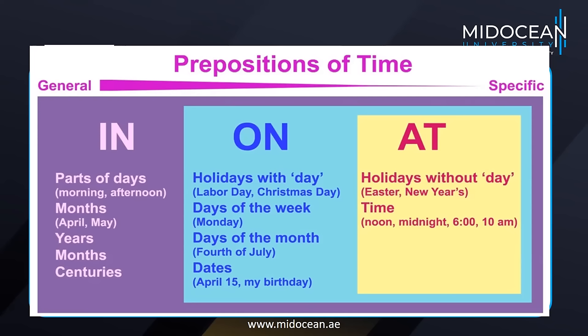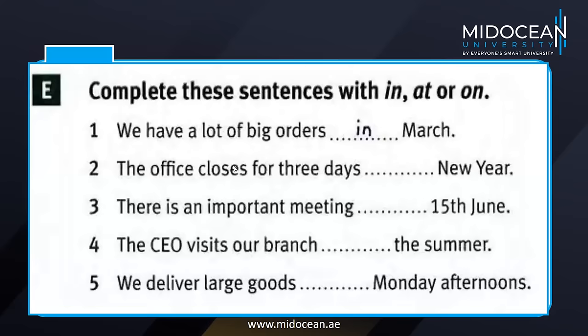Cool. So we have now explained the prepositions and the difference between in, at, and on. We did an exercise before them. After the explanation we will do another exercise to make sure that you understood the rule well. So again, pause the video, then do this exercise, and then check your answers.